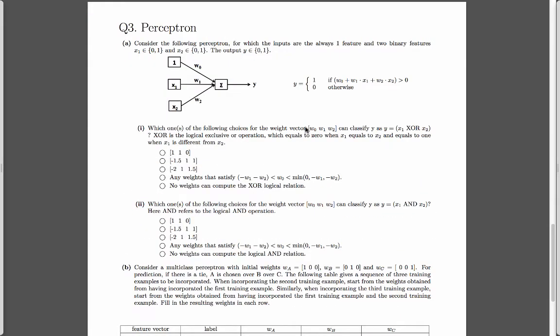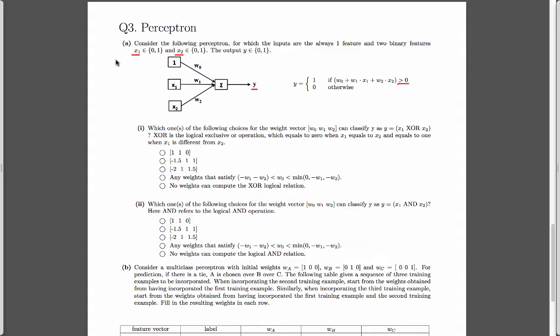Now let's move on to question 3. In this case, we're considering the perceptron, where we have our input features x1 and x2, and there's also a bias feature, which is always 1. Then we have our weight vector w. Through a linear classifier, we classify our feature vector, which is x1, x2, and 1, by taking the dot product with our weights and determining whether or not it's greater than 0. If it's positive, then the classified label will be 1. Otherwise, it will be 0.